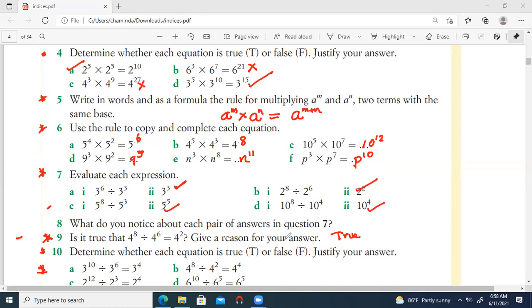You can write this one here. We have to subtract in the division of powers, right? You can write 8 minus 6 equals 2 also. Okay, right? The answer is true. Next one.